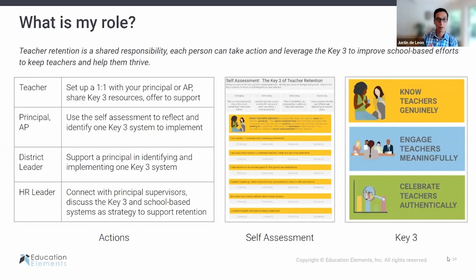And then finally, perhaps you're on the human resources side of the district and you're supporting employees across the district or across the network or across the organization. Talk to those principal supervisors, the ones that are interacting with them on the day-to-day. Just share and have a conversation, see what they think. Have them consider the key 3, and again, the self-assessment, or perhaps some of the workouts to support them in their work as they're collaborating with principals and helping them to take action when it comes to retention.